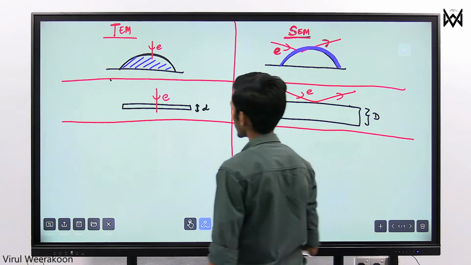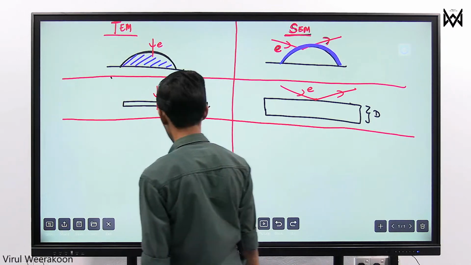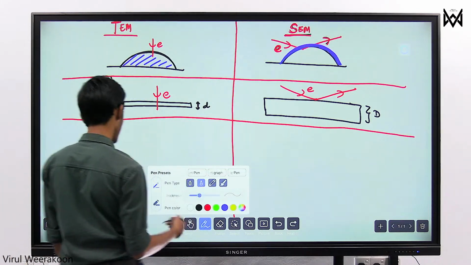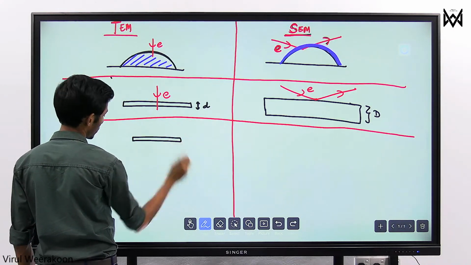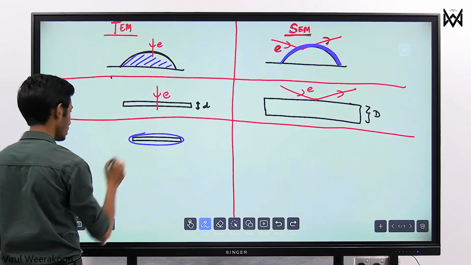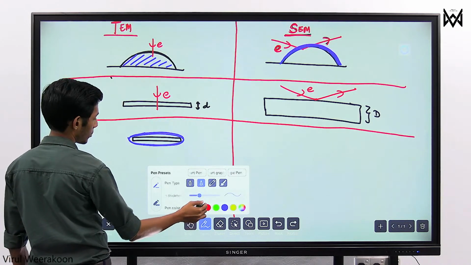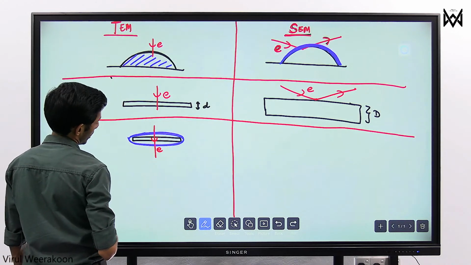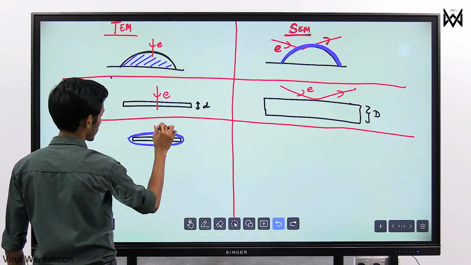When moving to the third difference of these two microscopes, the specimen here is coated with heavy metal, right? Then what will happen? Electrons will pierce through, right? Electrons will pierce through like this.